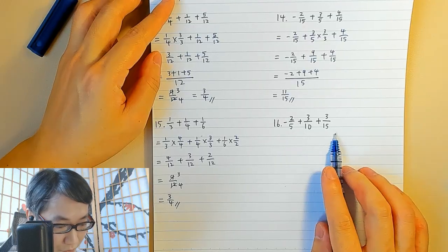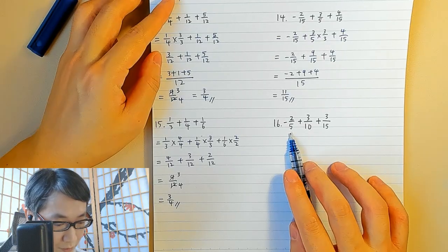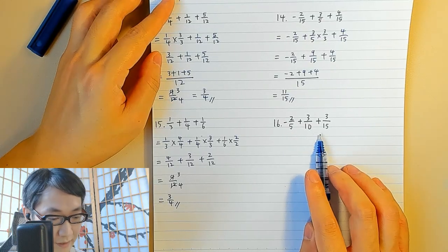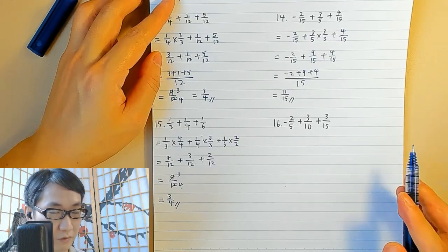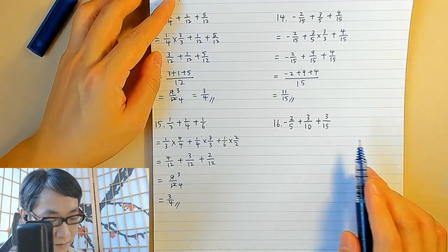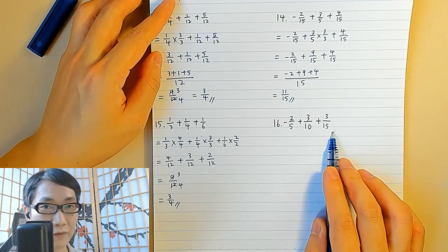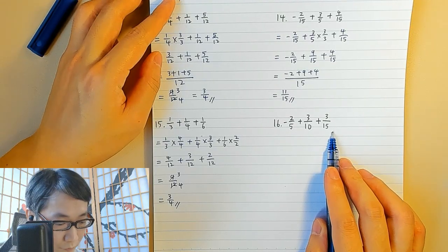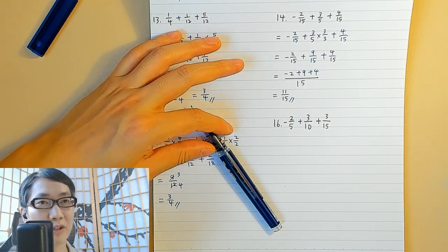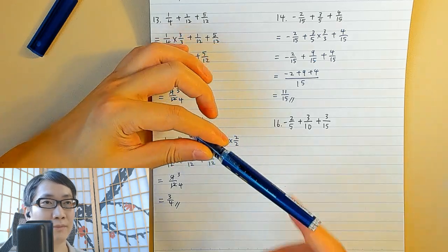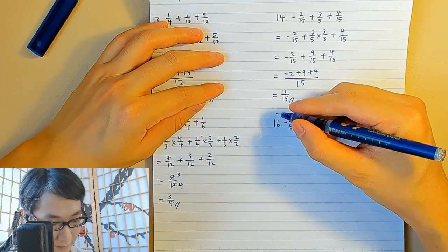Lastly, we have these 3 fractions. So can we use 10 as the common denominator? Good for these two, but not for this one. Can we use 20? Good for these two, but not for 15. So we have to use 30. 30 will be the lowest common multiple. Okay. And let's use 30.